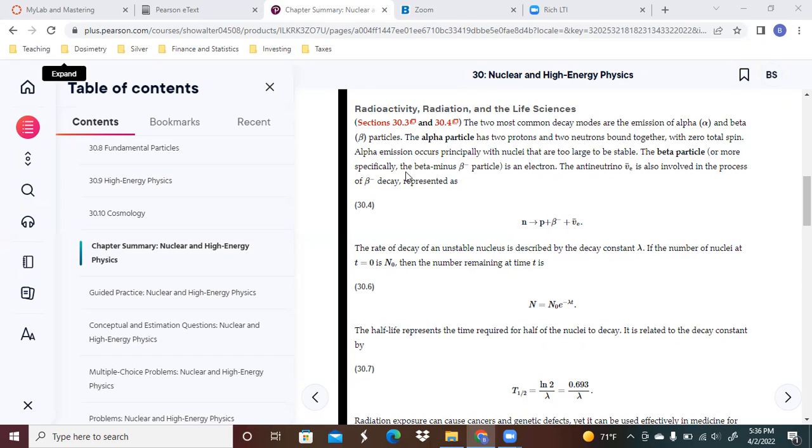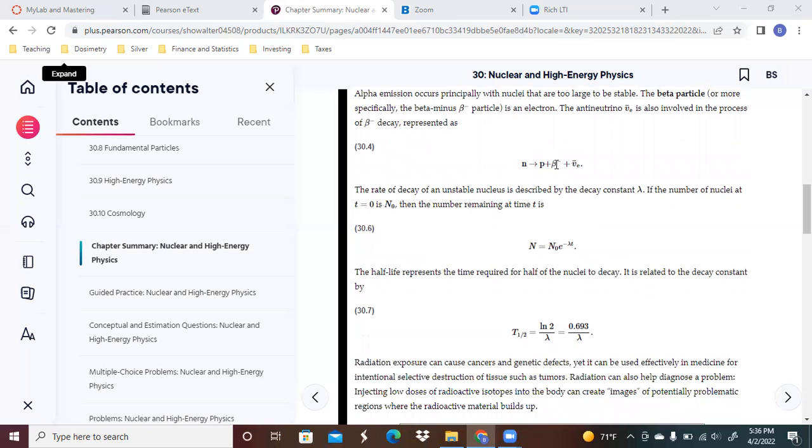The beta particle, or more specifically the beta minus particle, is an electron. The antineutrino is also involved in the process of beta minus decay, represented right here. And this is when a neutron becomes a proton. When that happens, then you end up seeing a beta minus, an electron that goes along with it.